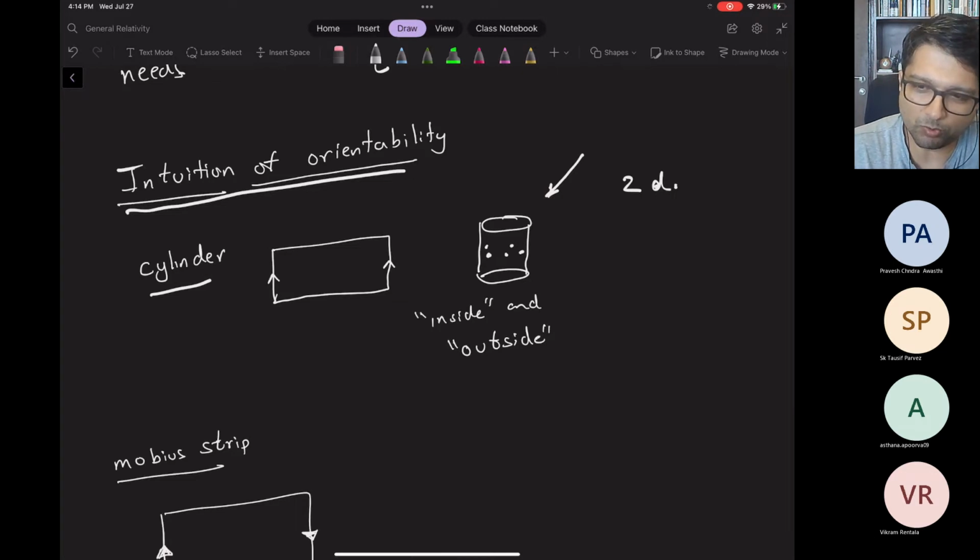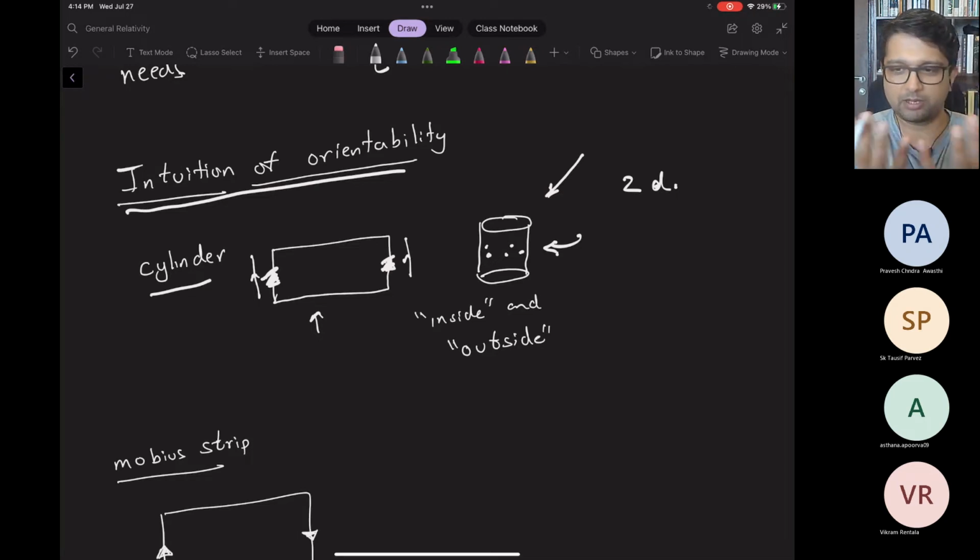One way to obtain this 2D cylinder is to think of a rectangle like this, where I identify opposite sides and I glue them together by preserving their orientations. So I preserve the orientations here and I glue them here. I wrap it around and I glue it, and that gives me a cylinder.